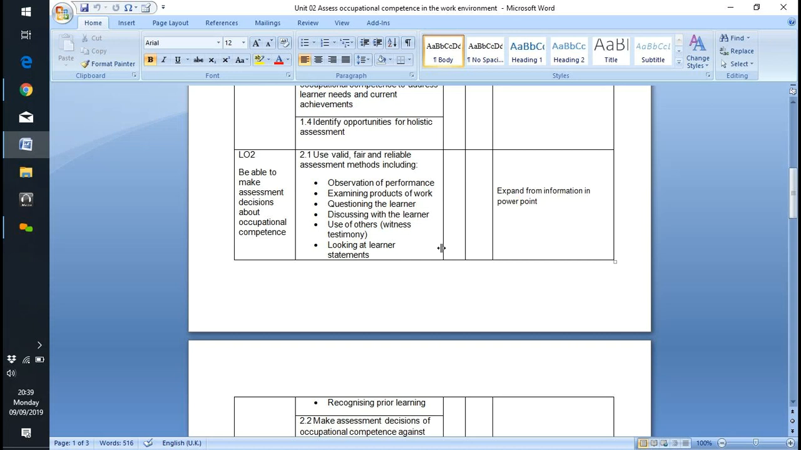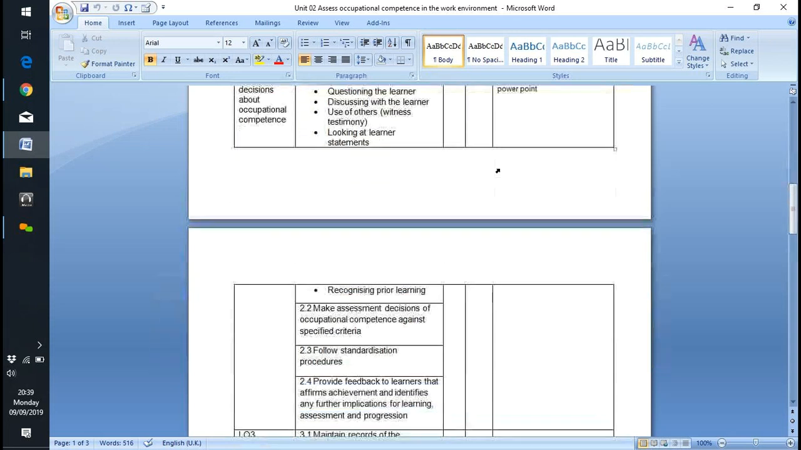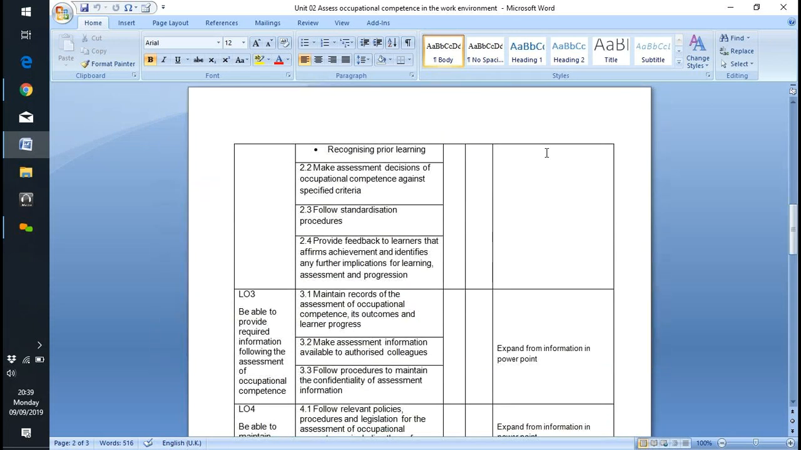And looking at learner statements they've made with regard to job reports, things like that they've written out. And again, recognising prior learning.